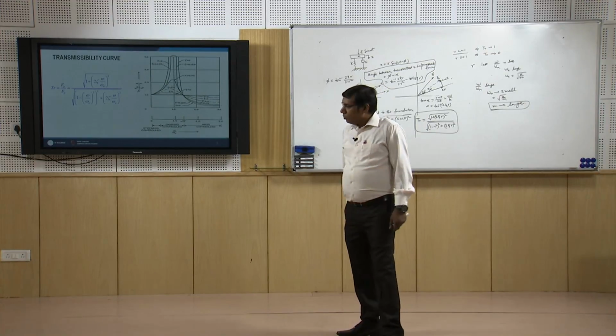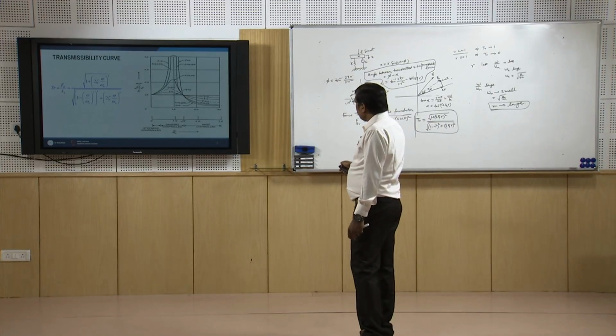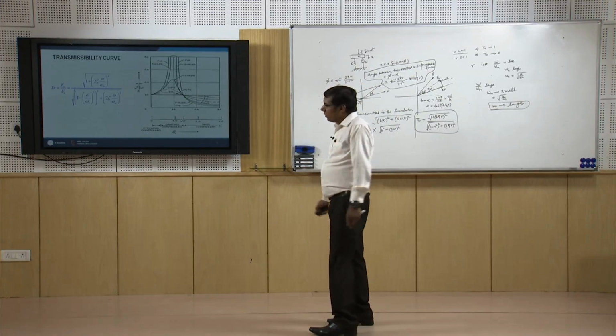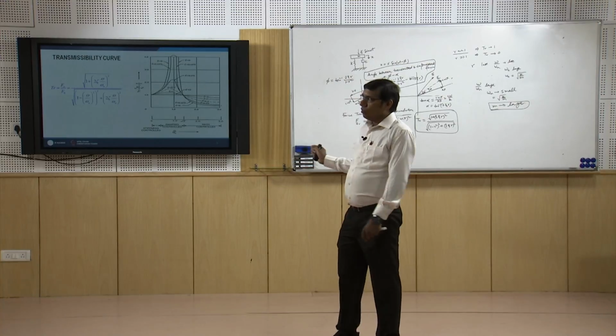And the overall transmissibility is decreasing. So this is the region that we want to operate our system. We always try to keep omega by omega n large, so that we are in the mass control region.